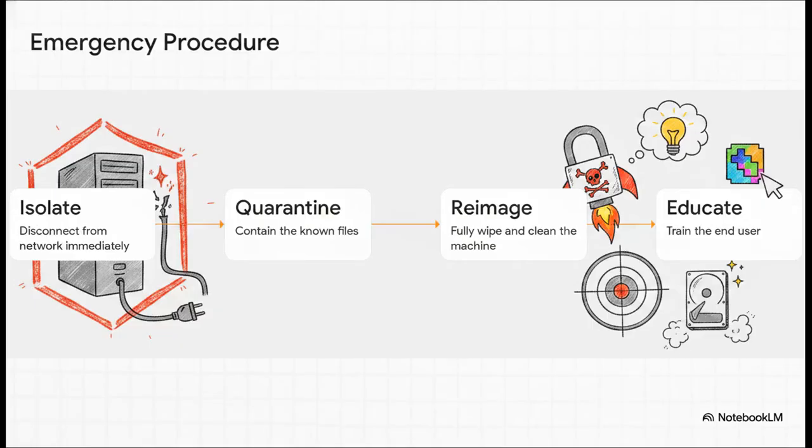So what happens when an infection actually breaches your walls? For the performance-based questions or PBQs on the exam, you have to know the exact emergency procedure. The very first action you take is always isolate the infected system. Disconnect it from the network right away to prevent the infection from spreading like wildfire. Then, while antivirus quarantines the known files, the best practice is to basically nuke it from orbit by completely re-imaging the machine to guarantee it's perfectly clean. Finally, the absolute last step is to educate the end user so they don't click that bad link again.